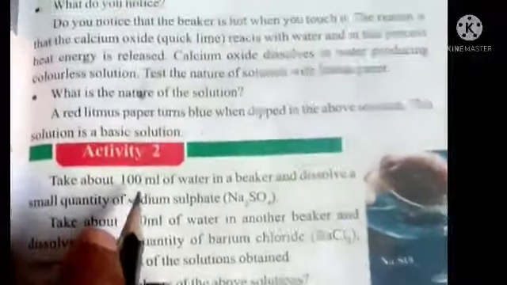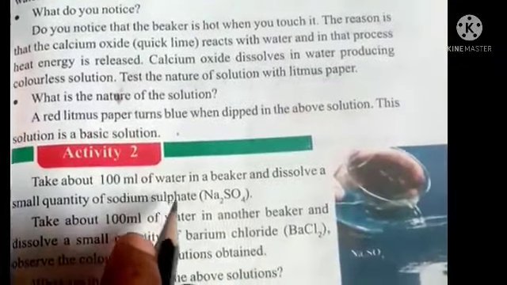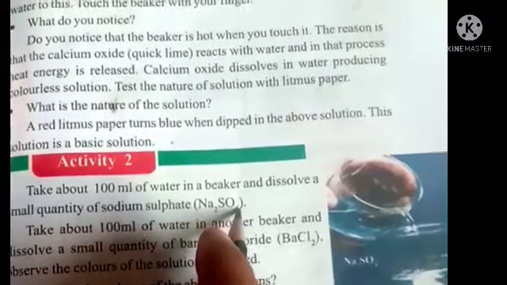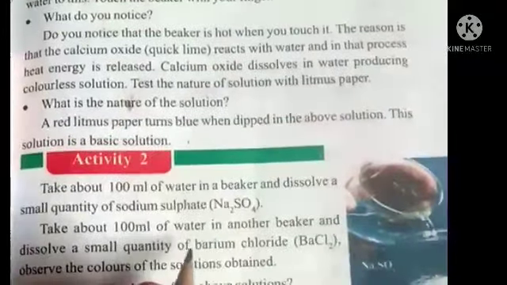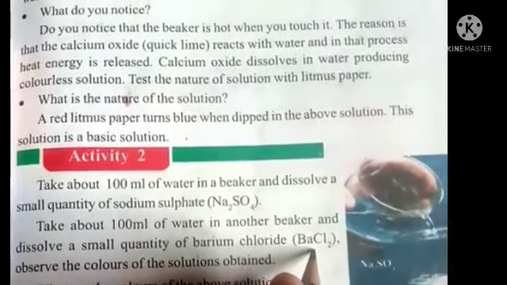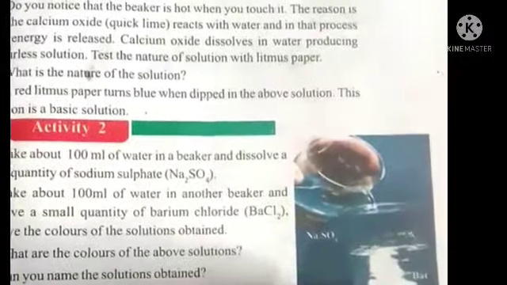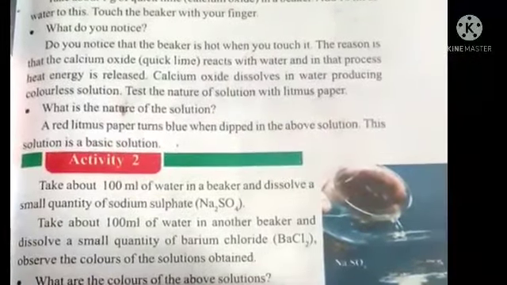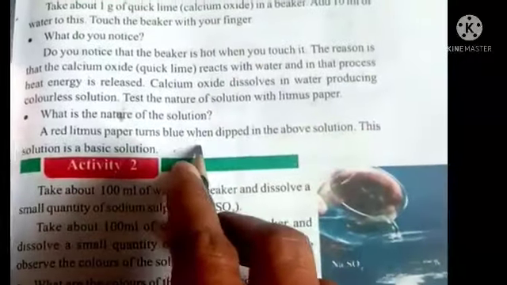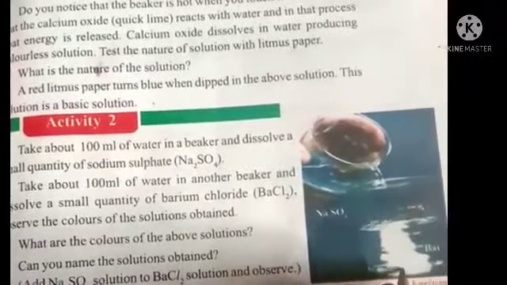Activity 2. Take about 100 ml of water in a beaker and dissolve a small quantity of sodium sulfate, Na2SO4. Then take 100 ml of water in another beaker and add a small quantity of barium chloride. Both are colorless solutions. After mixing, we can find a white color precipitate, a white color powder-like substance. This is the second change of chemical equation. First change, heat produced. Here the second one, a white color powder-like substance produced, that is the precipitate.